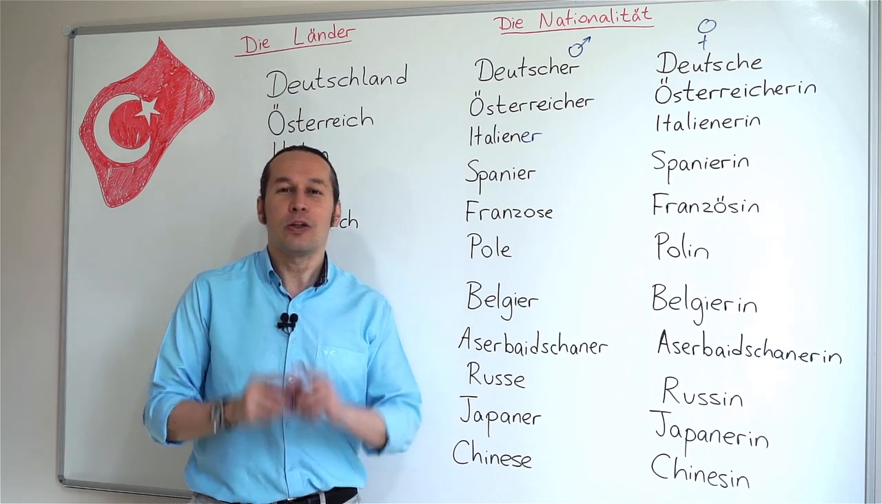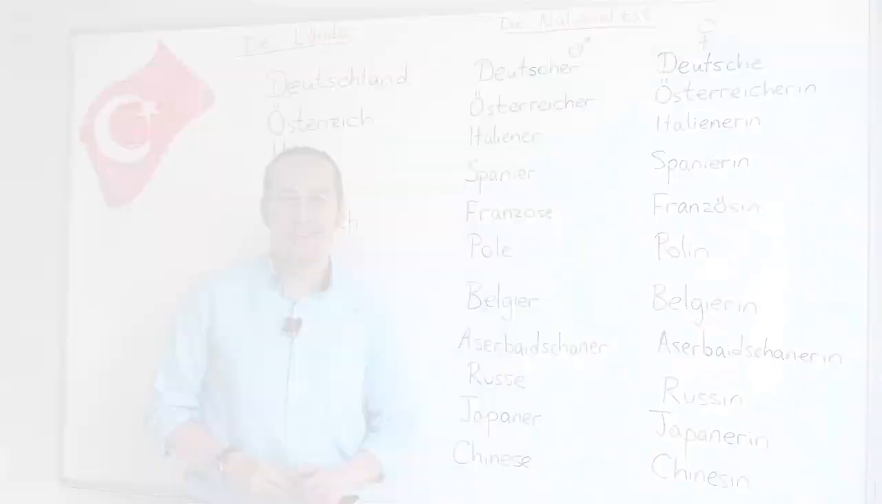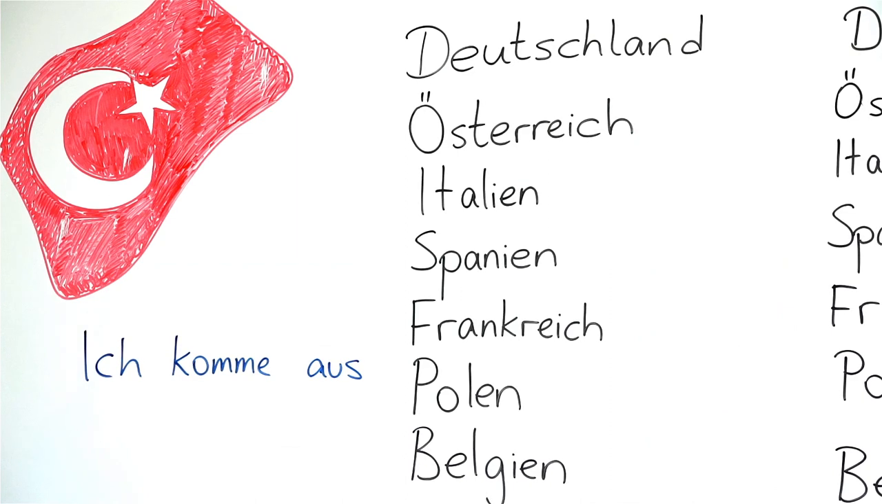Now I want you to repeat after me, please. But first I want to explain to you the phrase ich komme aus. Ich komme aus stands for I come from. Ich, I, komme, come, aus, from. I come from. Please repeat after me.